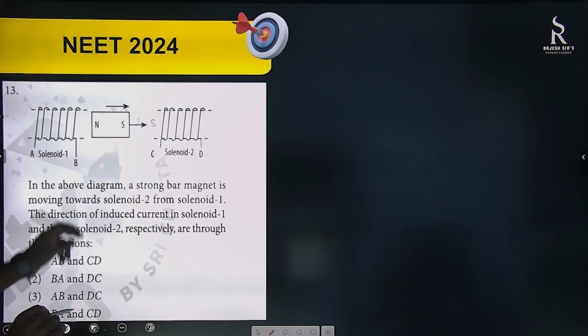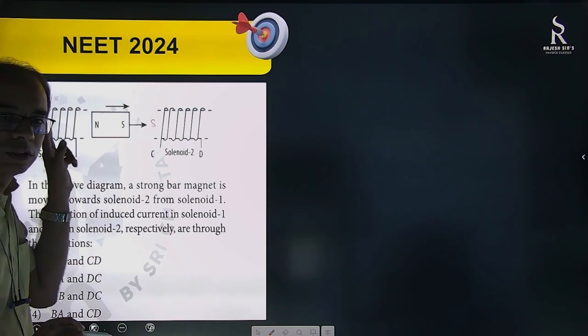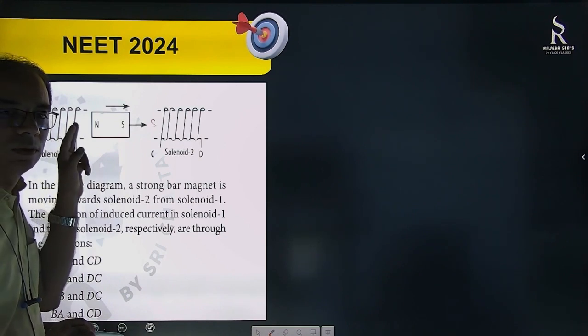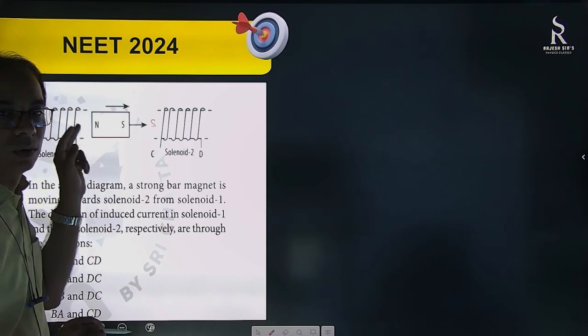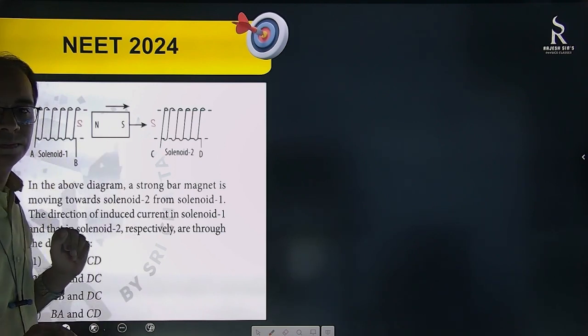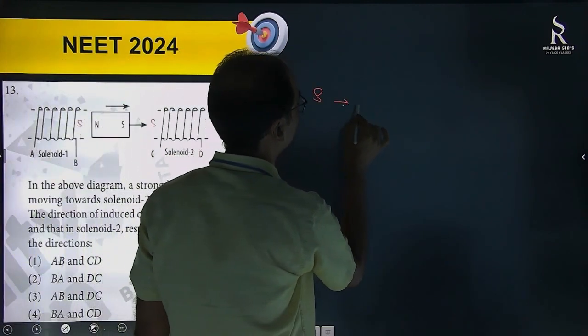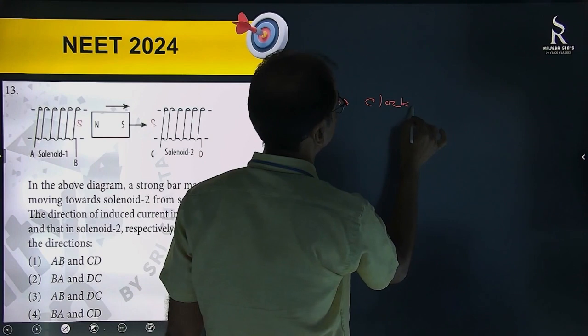Now this side, as this magnet is going away, the magnetic flux through this coil is decreasing. So it will oppose that also. How will it oppose? By attracting. So here is also south and here is also south. South pole basically means a clockwise direction current. This is the clockwise direction.